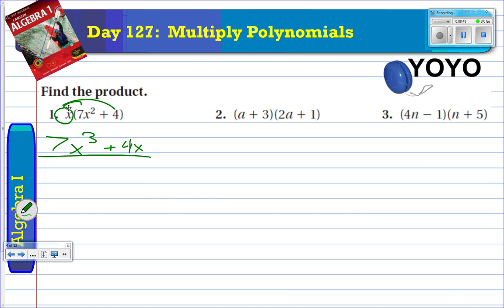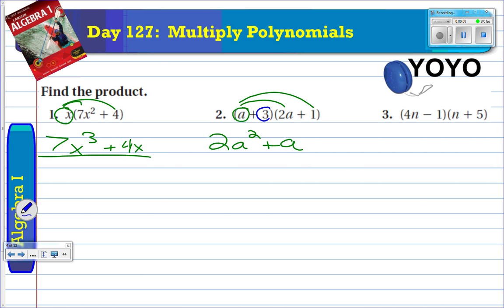Now here comes the weird ones. I'm multiplying a binomial times a binomial. So I'm going to distribute my a across both of the other terms. So I'm going to multiply both of them by a. A times 2a is 2a squared. A times 1 is a positive a.